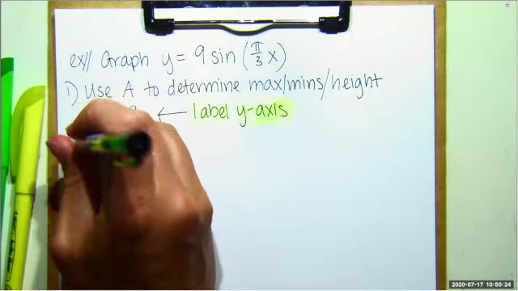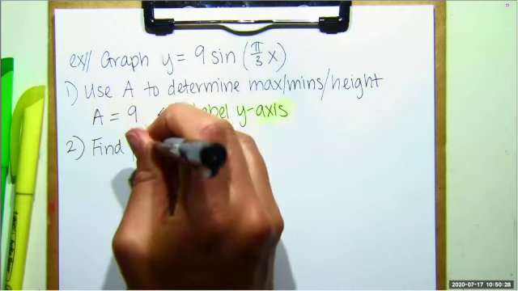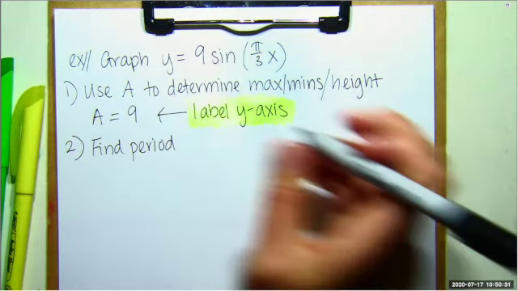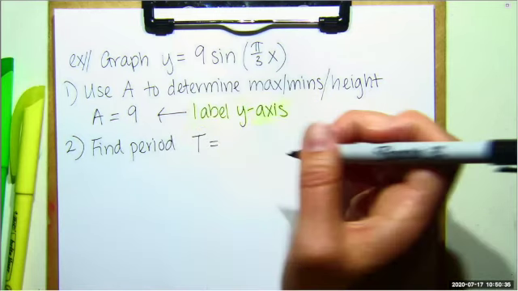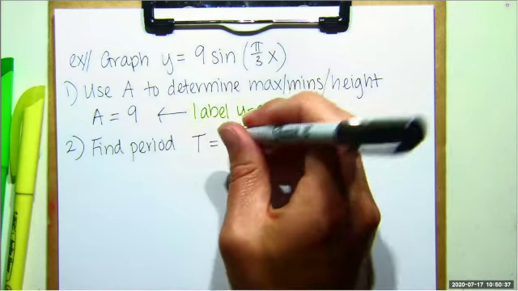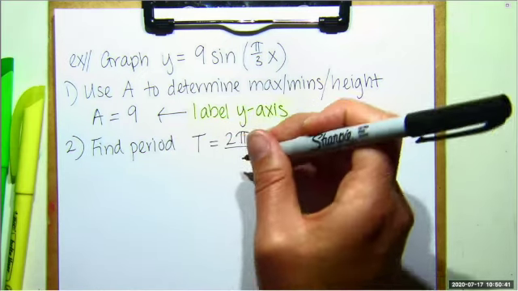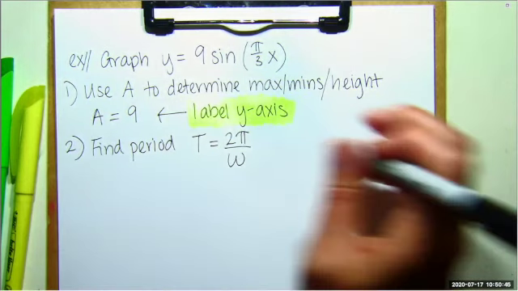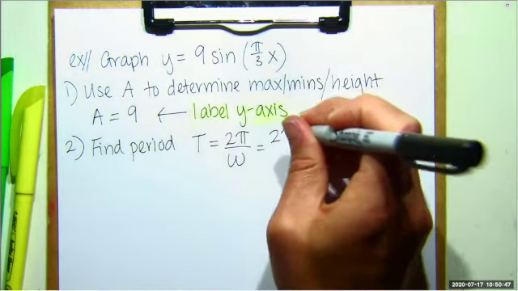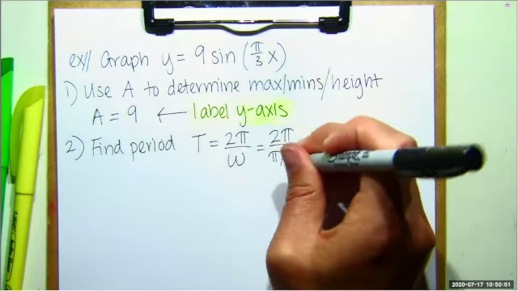Our next step, step 2, is to find the period. To find the period, we need to set up T. T is equal to our original period of plain old sine or cosine, which is 2 pi, and we need to change that by our horizontal stretch or compression, which is going to be a factor of omega. Omega in this example is pi over 3.